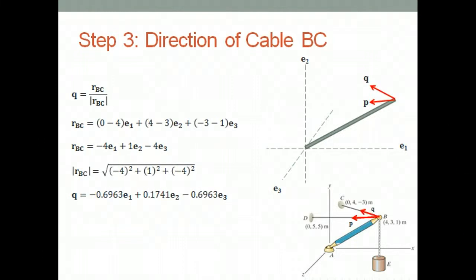Next, we can apply the same logic to find the direction of cable BC, labeled Q in the diagram. Once again, we find the vector from C to B as shown here. Divide this by the magnitude in order to find the direction Q.